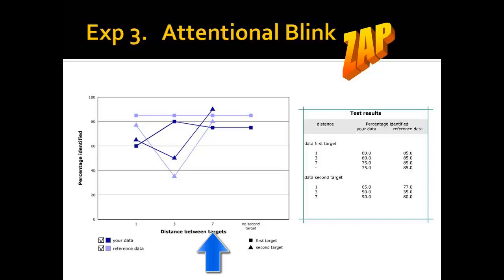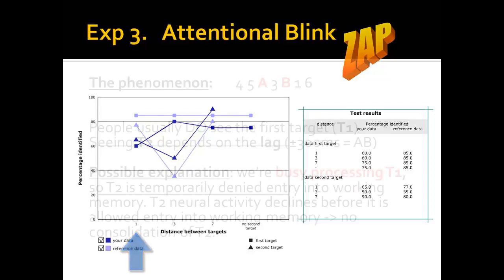We also see that if there's a lag of 1, meaning that the second target is the first item to be presented after the first target, the accuracy is also high. Now the idea here is that a lag of 1 is short enough for both targets to enter into working memory together and be consolidated together. Now this higher rate of accuracy for lag 1 compared to lag 3 is termed lag 1 sparing.